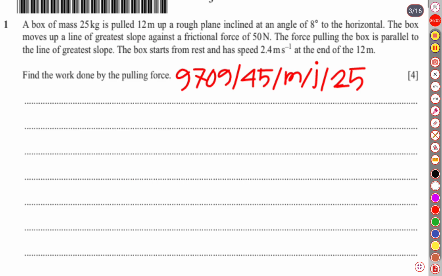The next question has been chosen from paper 9709/45 for the session May June 25, and we are going to solve question number 1. It says a box of mass 25 kg is pulled 12 meter up a rough plane inclined at an angle of 8 degree to the horizontal. The box moves up a line of greatest slope against a frictional force of 50 Newton. The force pulling the box is parallel to the line of greatest slope. The box starts from rest and has speed 2.4 meter per second at the end of 12 meter. Find the work done by the pulling force.